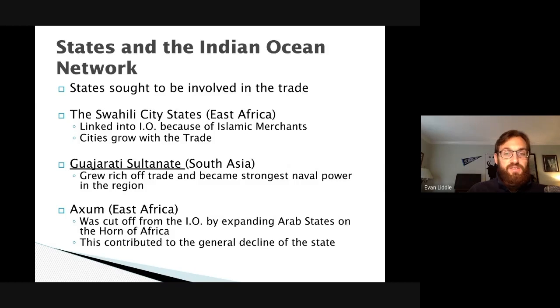The Gujarati Sultanate in South Asia attempted to become the strongest naval power in the region, funding the construction of their navy via the trade in the Indian Ocean. And kind of on the opposite spectrum, you have the nation of Aksum, which was a kingdom that, when it was cut off from the Indian Ocean trade, went into a general decline and collapsed. This was not the only reason, but the loss of that profitable trade definitely contributed to the collapse of this state in East Africa. And so states, while they did not control the trade, they definitely sought to be involved in the trade.